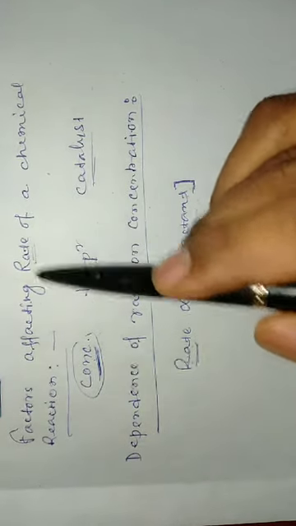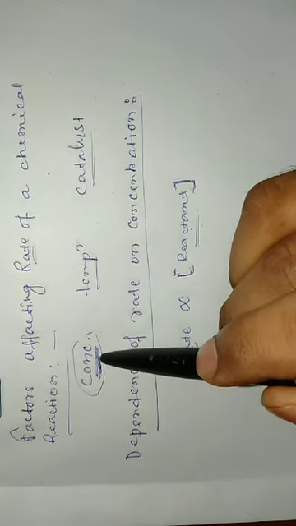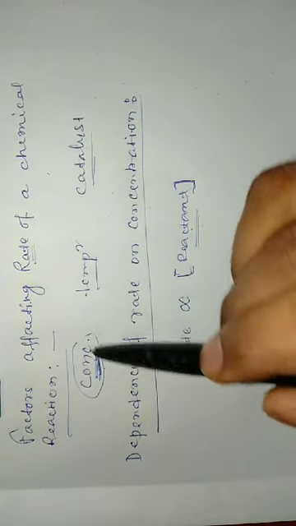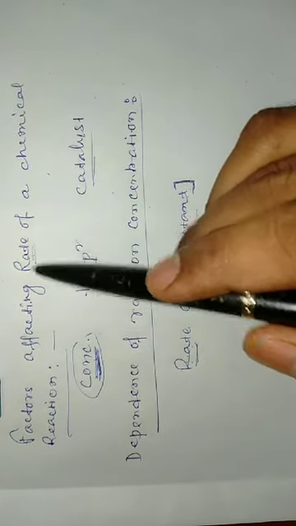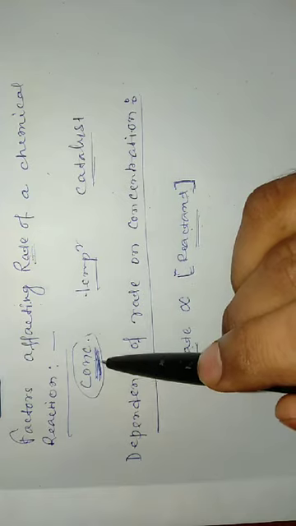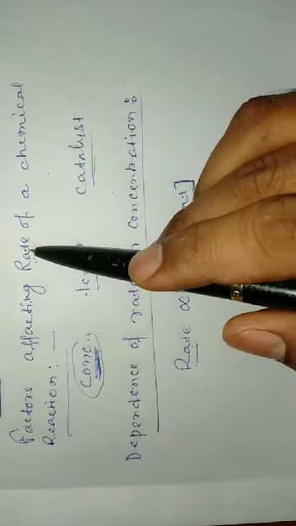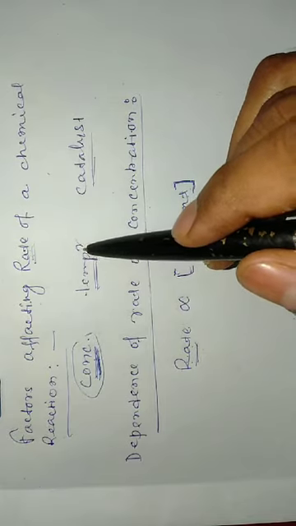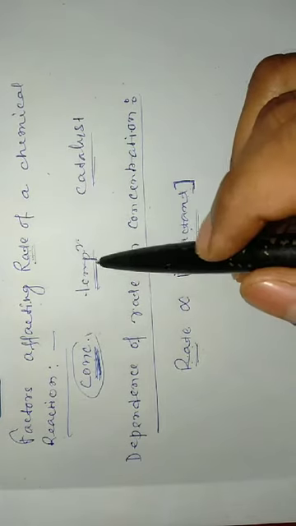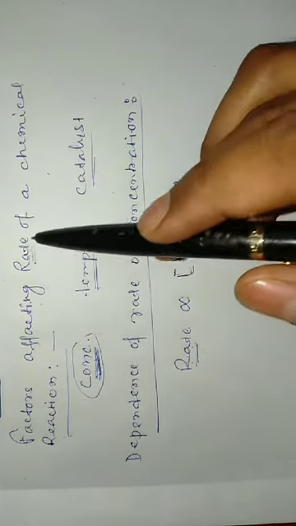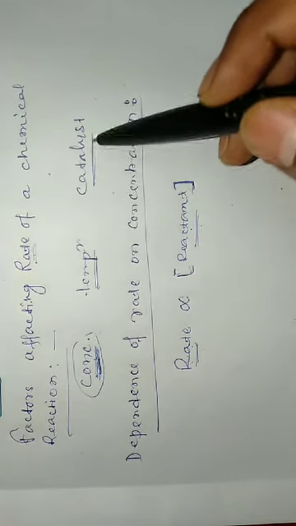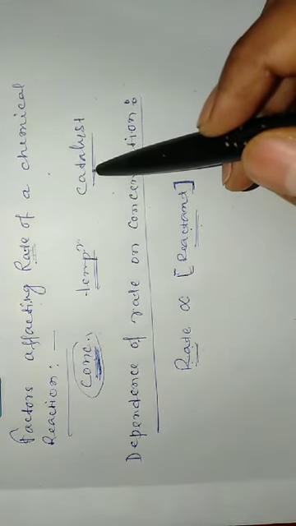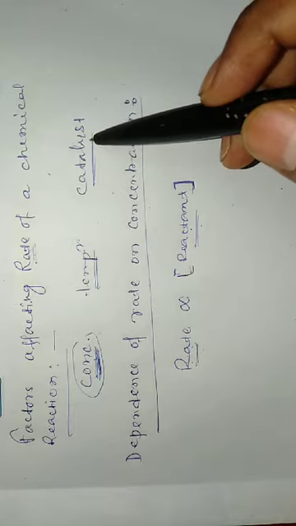Rate of a chemical reaction varies with the concentration of the reactant. In case of a gaseous reaction, rate varies with the pressure of the reactant. Rate of a chemical reaction varies with temperature. Everybody knows it: when temperature increases, rate of a chemical reaction increases. Rate of a chemical reaction depends on the catalyst. A catalyst accelerates a chemical reaction.